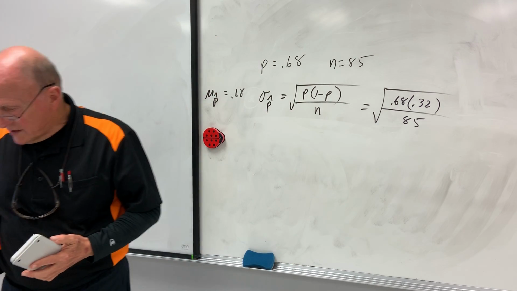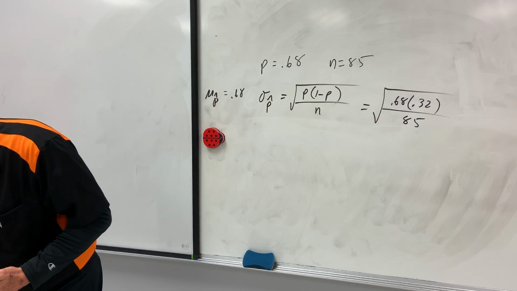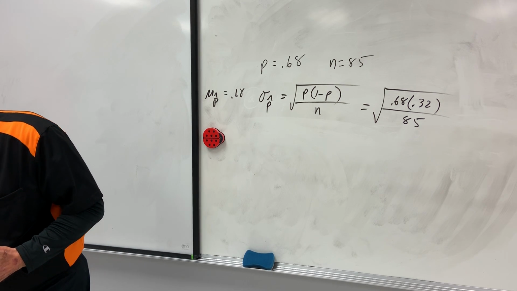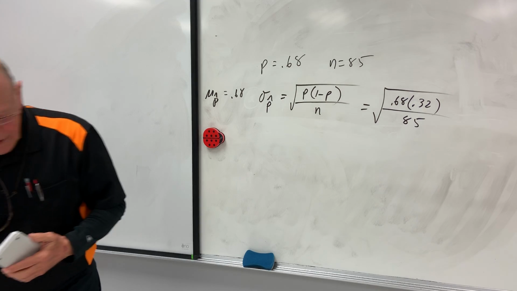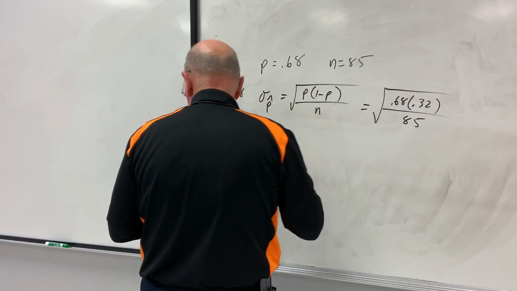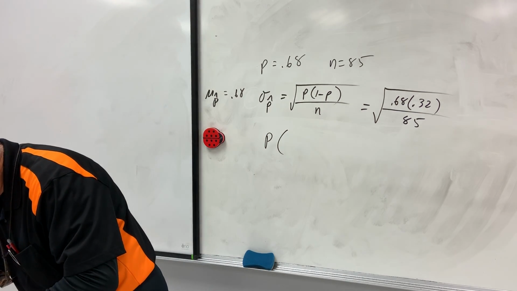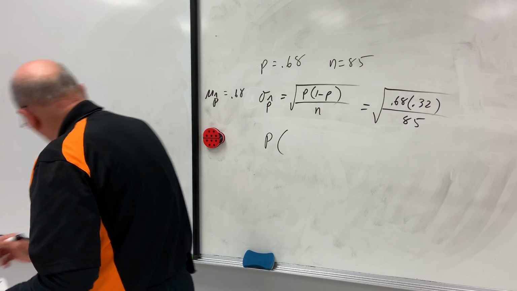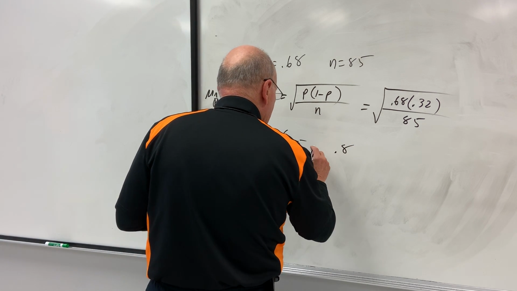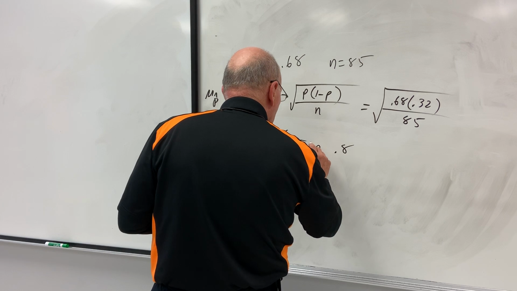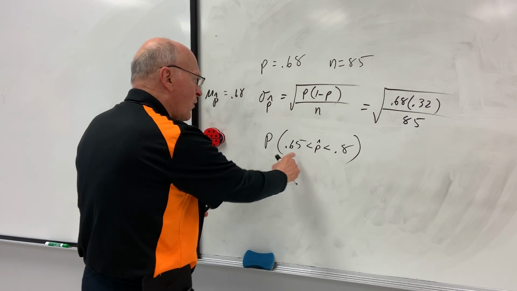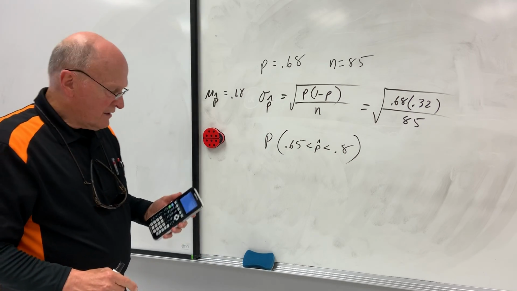And we go down to D on 17. It says find the probability that we are between 0.65 and 0.8. Write these down, that was 0.65 and 0.8. We want to know the probability that P hat is between 0.65 and 0.8.